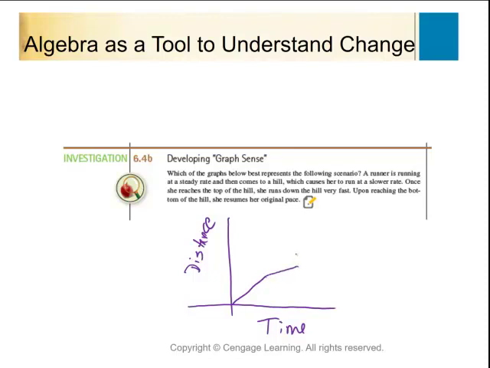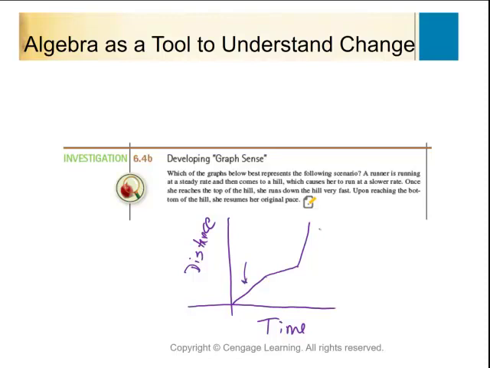Okay, still covering distance, but my slope isn't as steep. Once she reaches the top of the hill, she runs down the hill very fast until she reaches the bottom of the hill. So this means we're going to cover distance because we're not running back towards home. But we're going to go very fast. And then once we reach the bottom of the hill, we go back to the original pace. We're going to say this is the original, right?